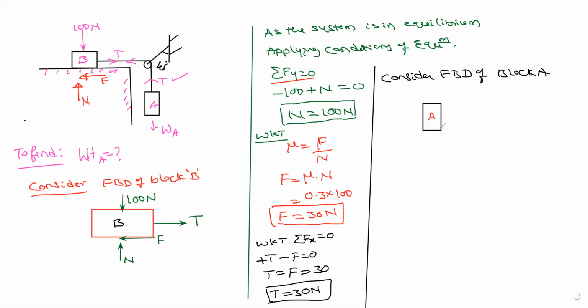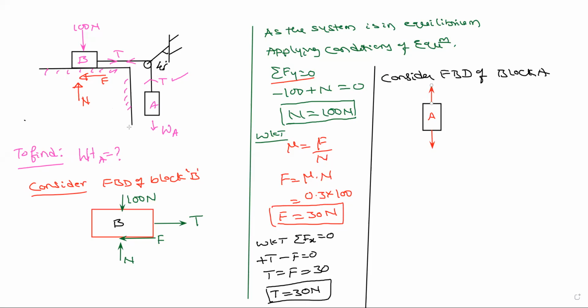Weight is acting downward or upward? Downward. Weight is acting downward direction. And what about the tension in the cable? Is it acting upward or downward? Upward. It is acting upward direction. Okay, as this cable is passing through the frictionless pulley, the same amount of T is there. Is it clear, everyone? Yes, sir.